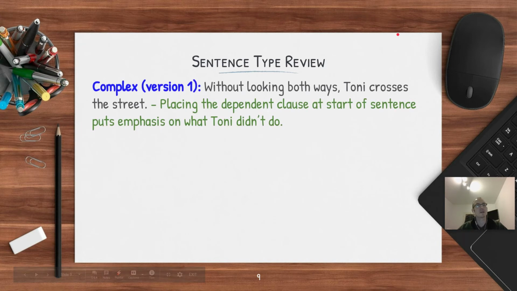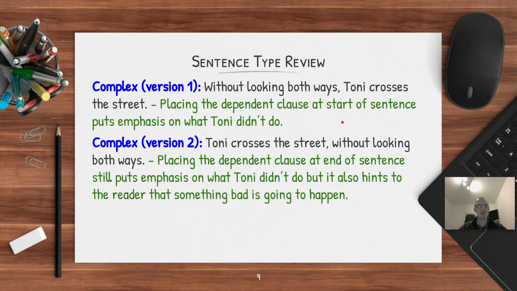All right. Complex sentences, right? Remember I mentioned earlier that that's when you have a full sentence and you have a fragment that are combined with a comma in between them. There are three different ways that you can kind of arrange that complex sentence, right? Without looking both ways, comma, Tony crosses the street. By placing the dependent clause without looking both ways at the start of the sentence, that puts emphasis on what Tony didn't do. If I take that same sentence, but I switch the order around, right?